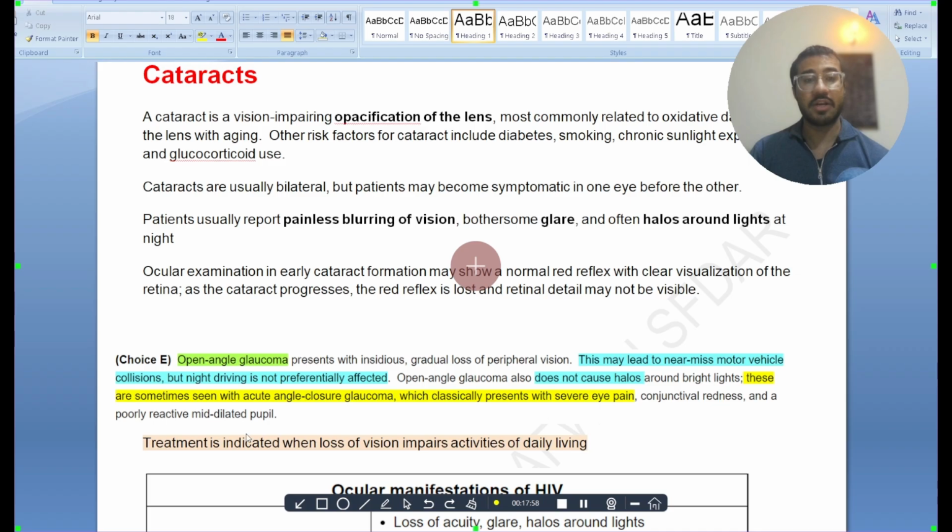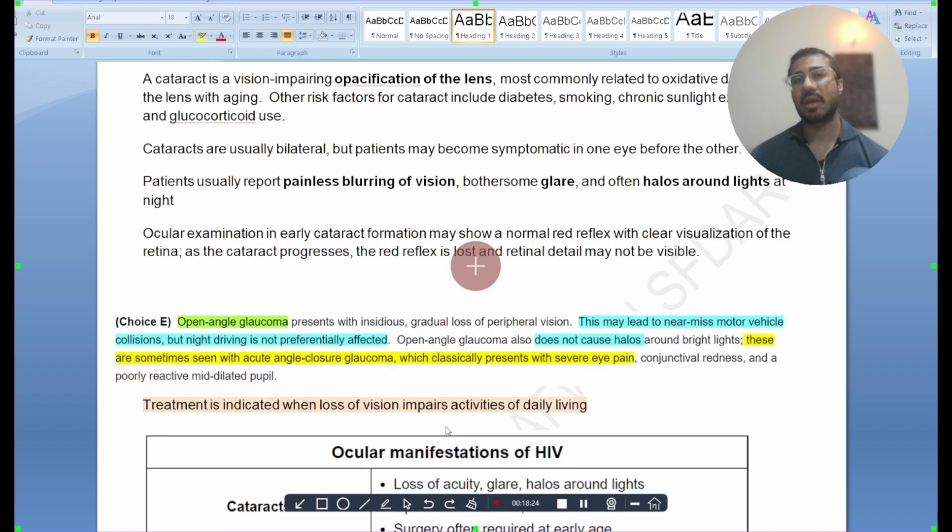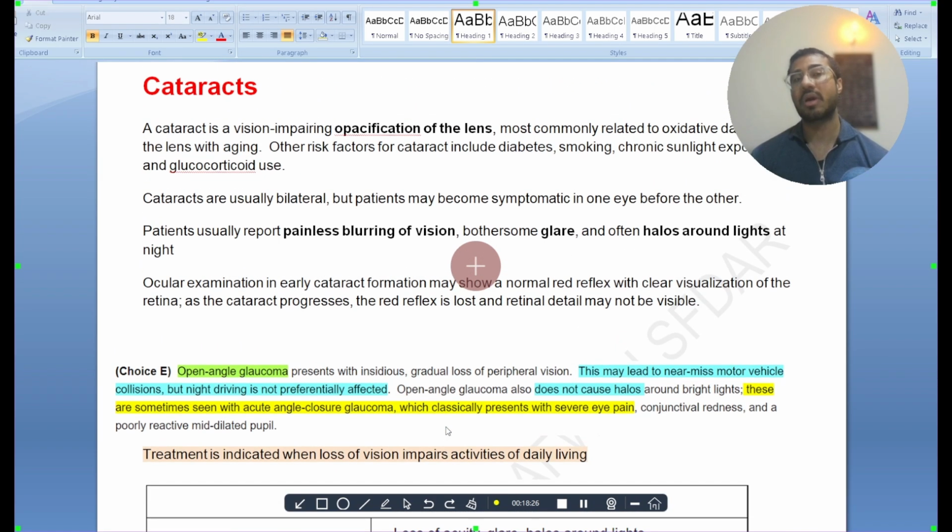Treatment is indicated when loss of vision impairs activities of daily living. That's when cataracts are treated, when the cataract is causing a lot of trouble. Other than that, they usually follow a wait and watch policy: control your diabetes, try to quit smoking, try to limit the glucocorticoid use, and when the problem becomes really a lot, you can go for an intraocular lens procedure where you get the cataract extracted and get a clear lens instead of it.